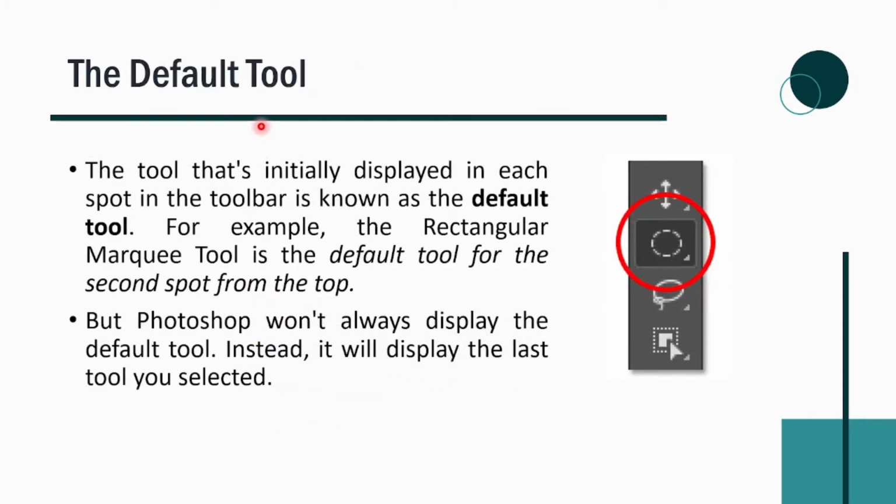So let's proceed to the default tool. So ang default tool class, mao siya ang wala naka-hidden. Okay? So dili siya hidden, but default tool. So ang makita diay ninyo once you open your Photoshop. Okay? So the tool that's initially displayed in each spot in the toolbar is known as a default tool. Okay, so for example, the rectangular marquee tool is a default tool for the second spot from the top. But Photoshop won't always display the default tool. Instead, it will display the last tool you have selected. Okay, so if kani ang last na selected tool from marquee, so kani po ang mugawas.